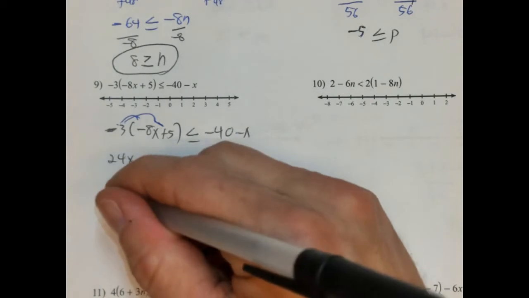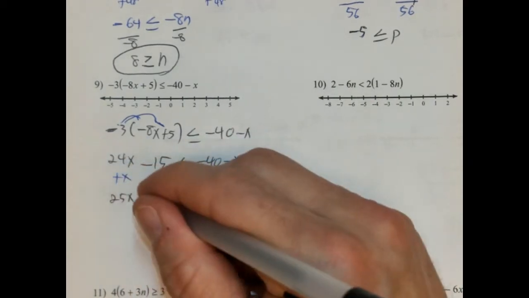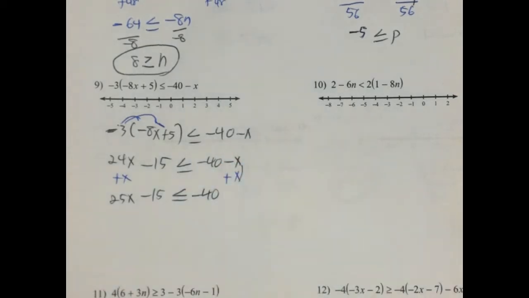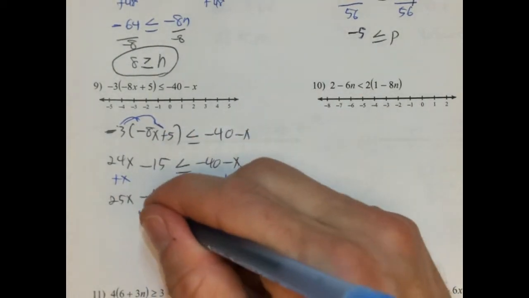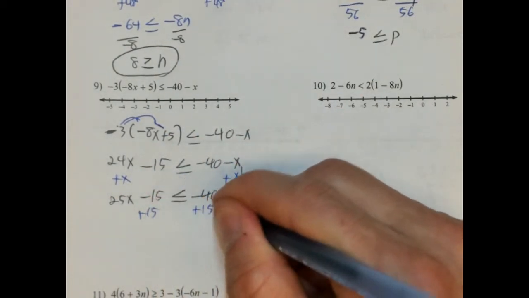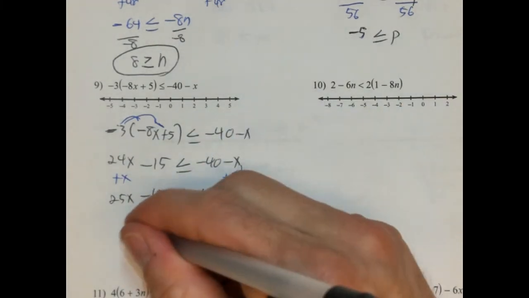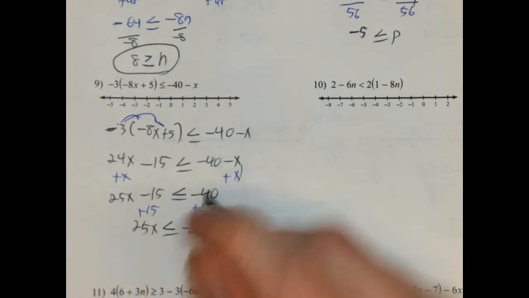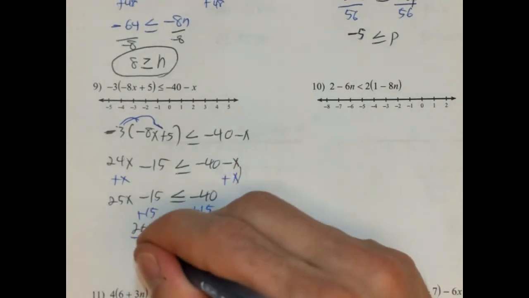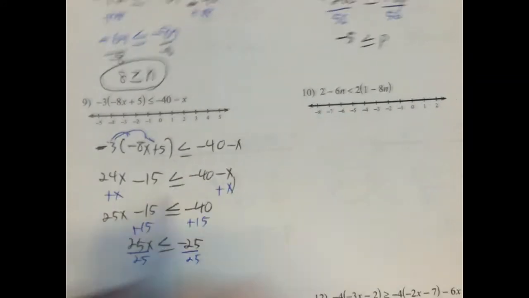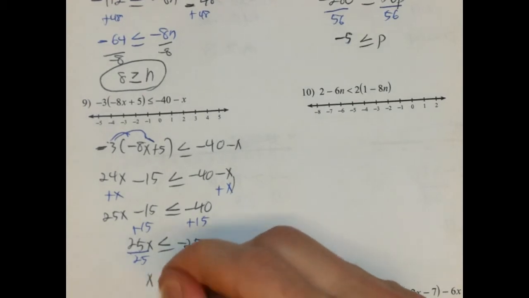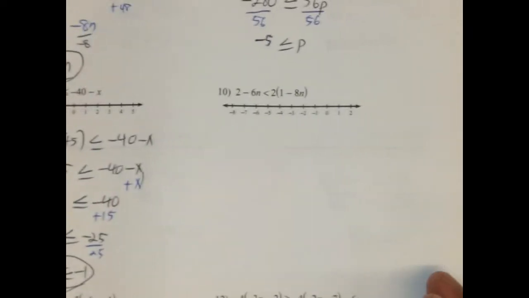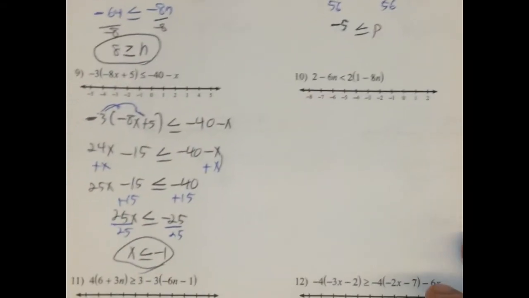This becomes 25x. So 25x minus 15 is less than or equal to negative 40. We're going to add 15 to both sides. That's our constant. So we have 25x is less than or equal to negative 25. We divide both sides by our coefficient, which is 25. So x is less than or equal to negative 1. There we go. Okay.